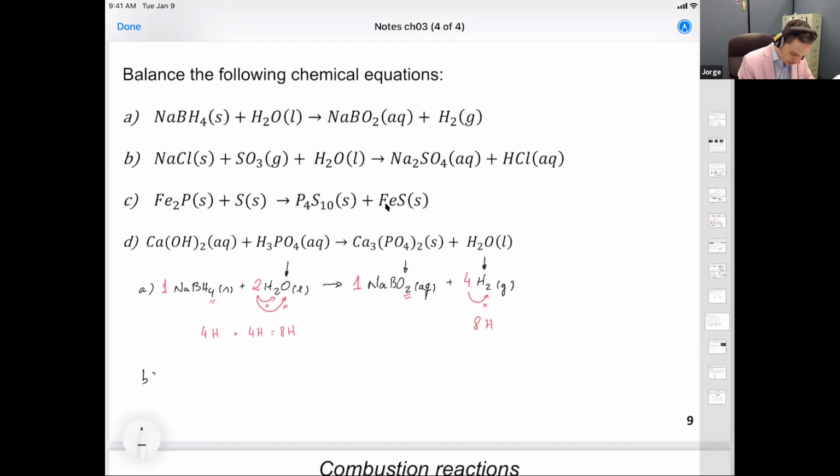Okay, there is a little bit of time to start the second example. So we have here sodium chloride reacting with sulfur trioxide. Oops. And we also have water in the reaction. And we are going to produce sodium sulfate, AQ. Again, AQ means aqueous or dissolved in water, plus hydrochloric acid also dissolved in water.